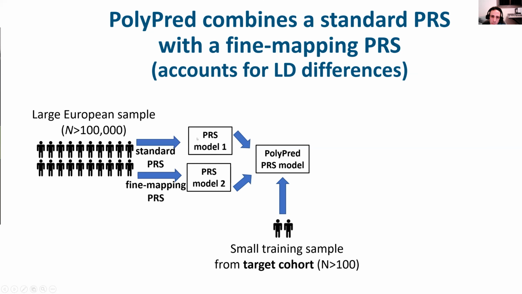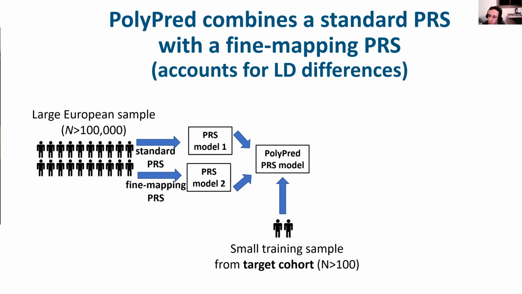So how to linearly combine PRS model 1 and PRS model 2. We can take a small training sample from the target cohort. And this is something that we can obtain because such small cohorts are available. And that is it. We combine these two models together. And this is what we call the polypred PRS model. It's conceptually simple, but I'm going to show you that it's a very powerful approach.